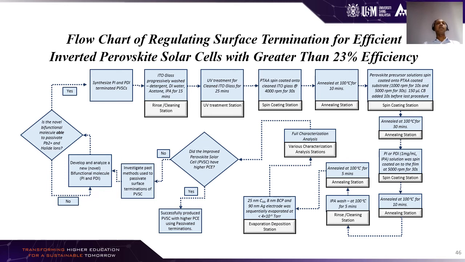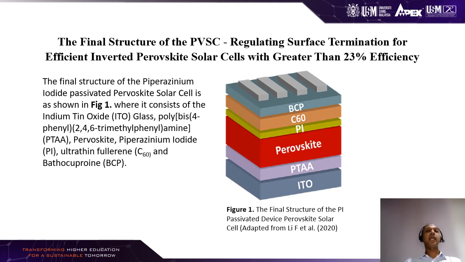All right. Now, this is the actual schematic or structure of the piperazinium iodide passivated perovskite solar cell, as shown here in Figure 1, where it consists of the indium tin oxide glass, poly-bis(4-phenyl)(2,4,6-trimethylphenyl)amine, PTAA, perovskite, piperazinium iodide, ultra-thin fullerene C60, which is a type of graphene, and bathocuproine, BCP.